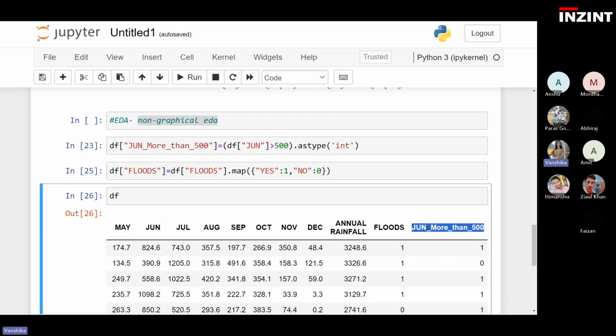Give me a thumbs up if you guys are able to understand everything till here, this basic pre-processing.